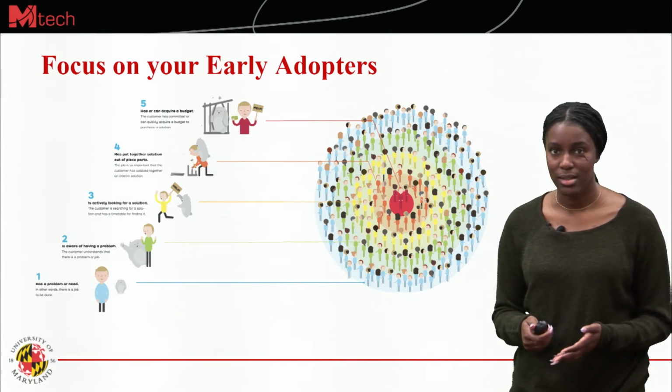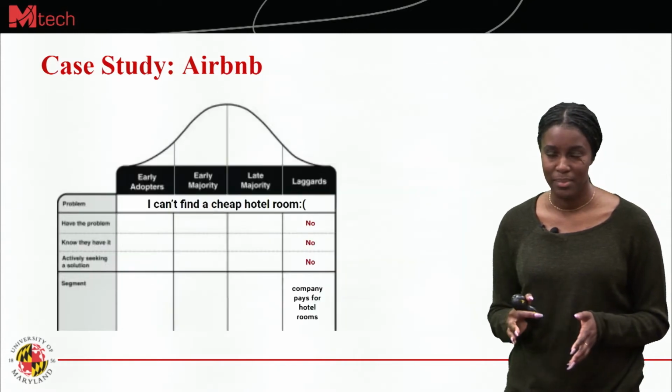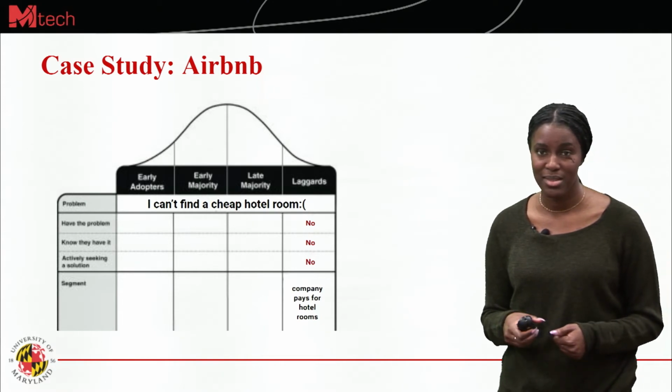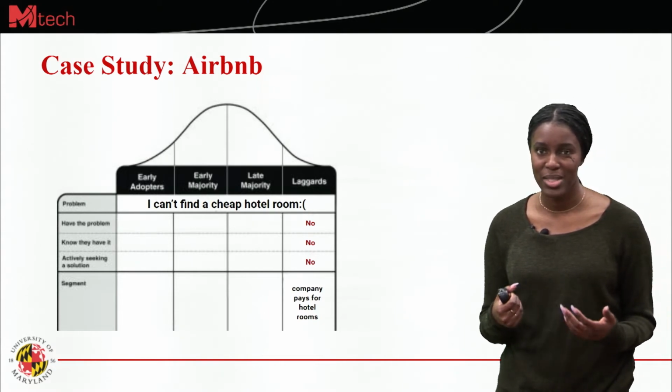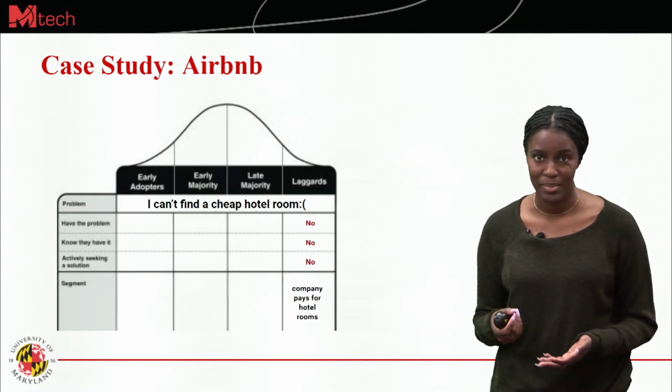So let's take a look at an example. So I'm going to take Airbnb. And in this case, I'm going to focus on one of their earlier problem statements, which is, how can a business traveler find a cheap hotel room in a popular city?